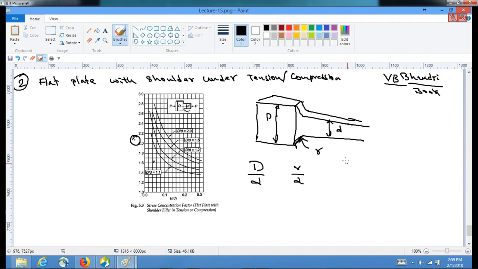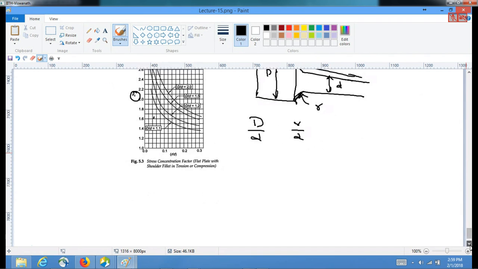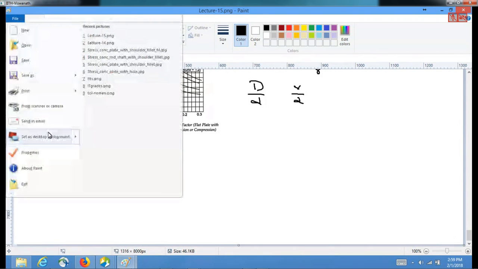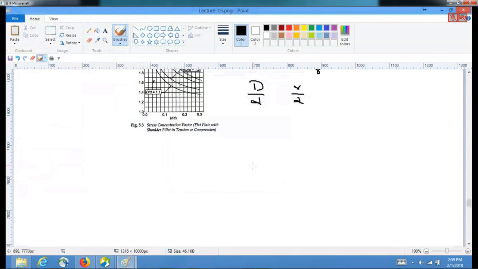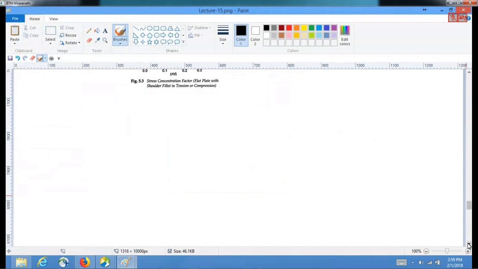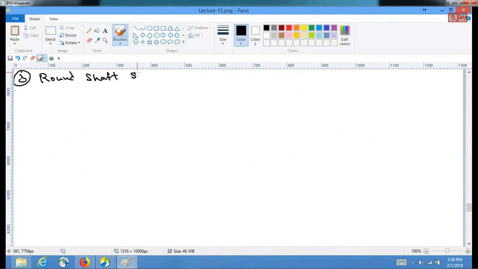So next, round shaft with shoulder under tension or compression.